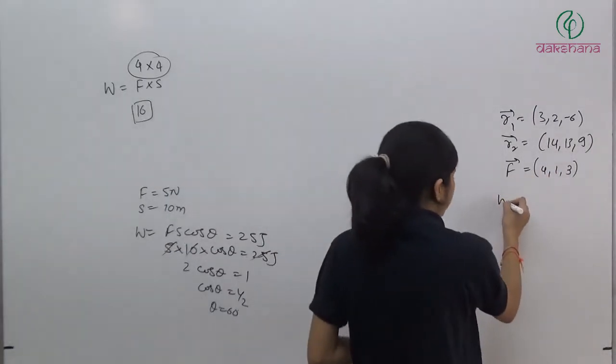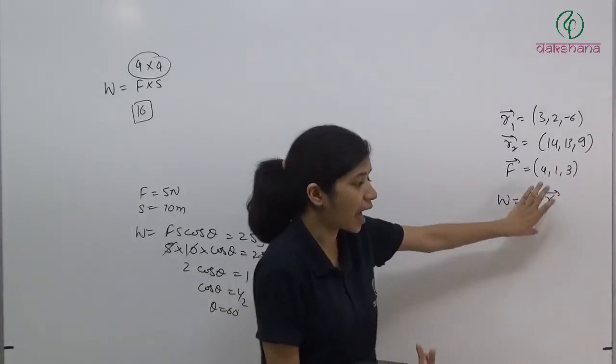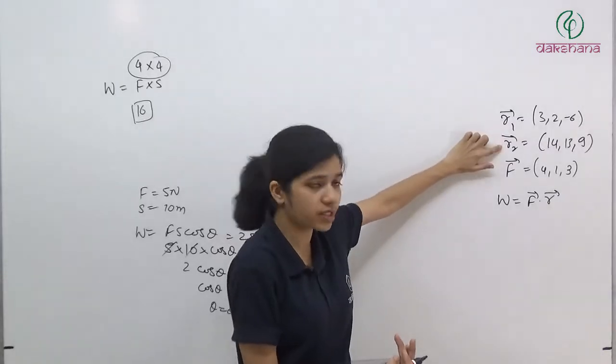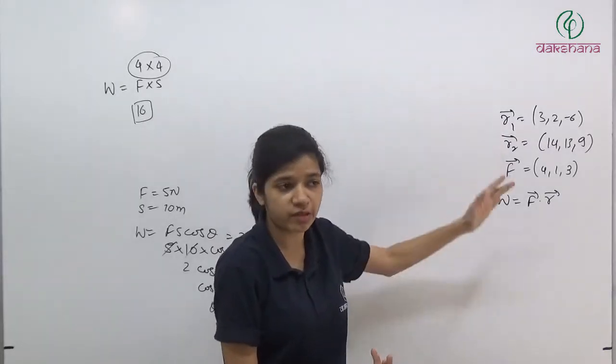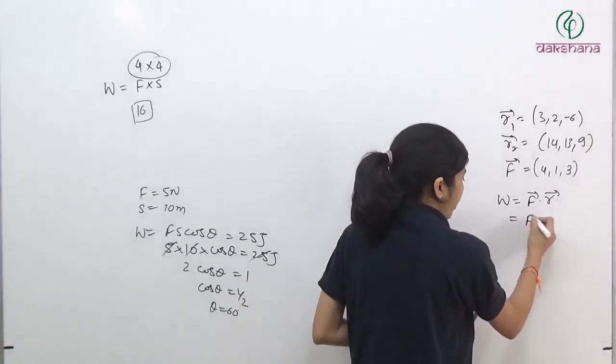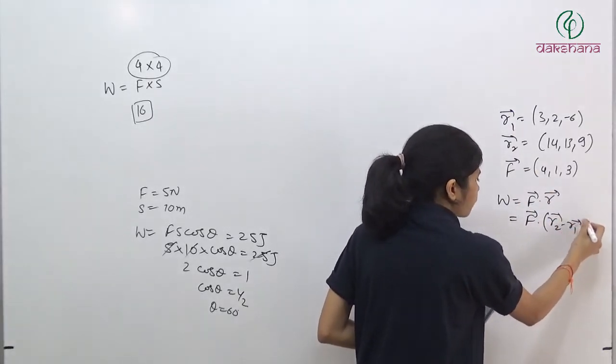What we'll do? Work done is equal to F dot R. This is the work done, and this R is nothing but the displacement. So initial position is this, final position is this. How will we find the displacement? Displacement is final position minus initial position. It means work done will be F, which is given, dot R2 minus R1. So what will we get?